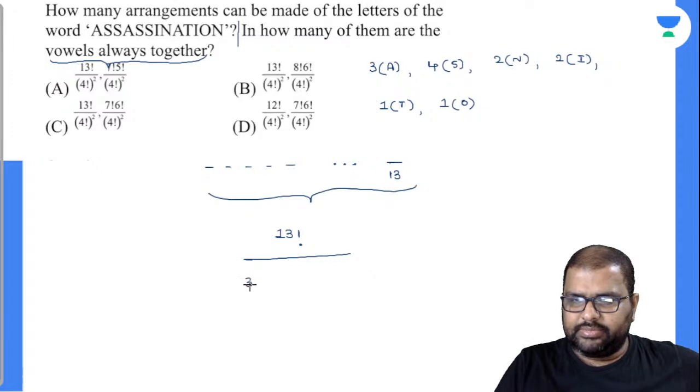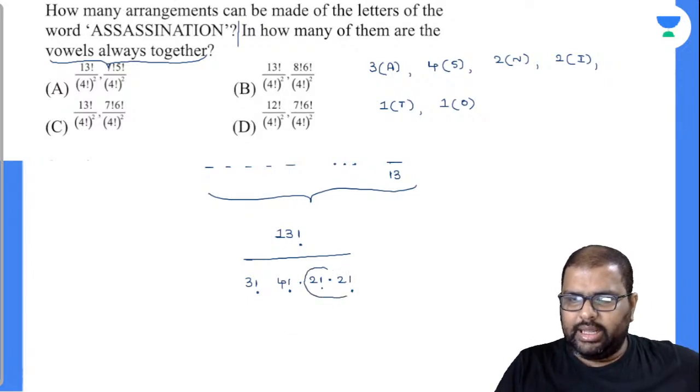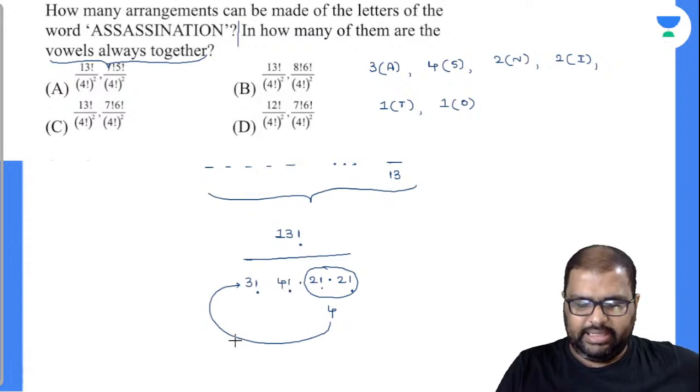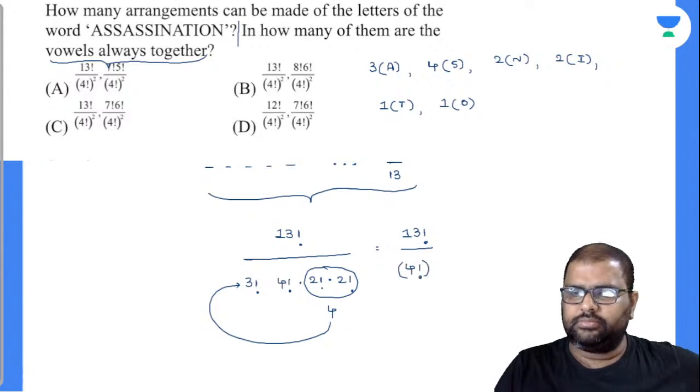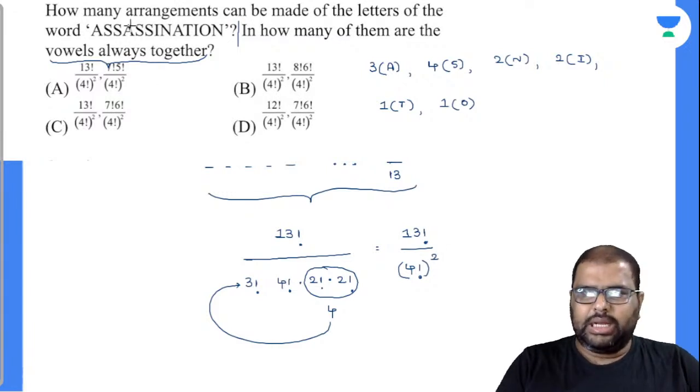There are 3 A's, 3 factorial. There are 4 S's, 4 factorial. There are 2 N's. There are 2 I's. Am I right or wrong? Now this 2 into 2 factorial, can I write this as 4? Yes. I will tag this 4 in front of 3, then this combined thing will become 4 factorial. So finally, I can write this as 13 factorial by 4 factorial whole square. My answer there. Perfectly done.